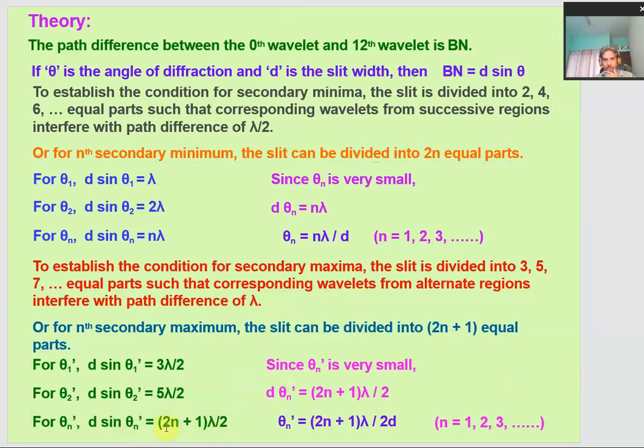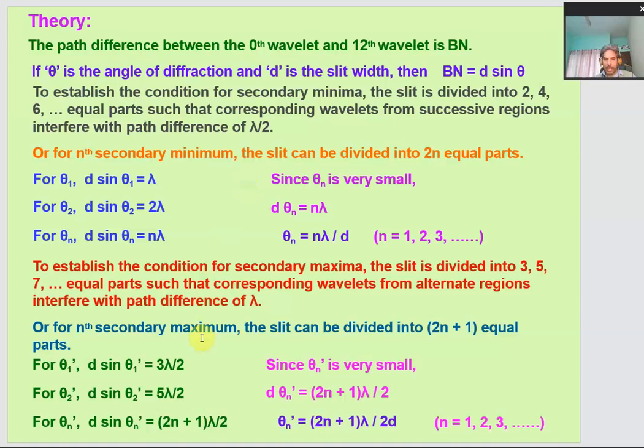Again, because these angles remain small, sine theta n dash is just equal to theta n dash. So on the left hand side it is d theta n dash, which is equal to (2n plus 1) lambda by 2, and from there we get the condition on this angle for the position of the maxima: theta n dash is equal to (2n plus 1) lambda upon 2d, where n goes again from 1, 2, 3 and so on. So this was about finding the conditions for the secondary minima, meaning dark fringes, and secondary maxima, meaning the bright fringes.